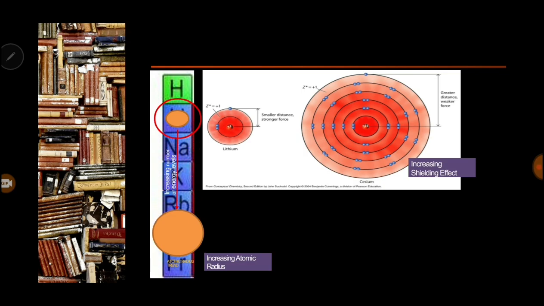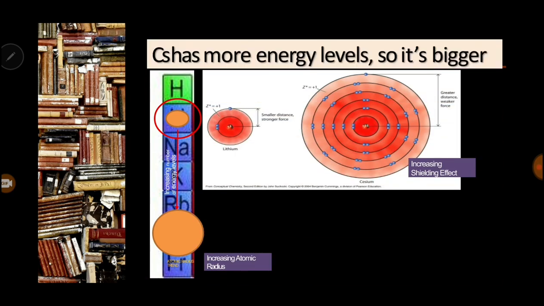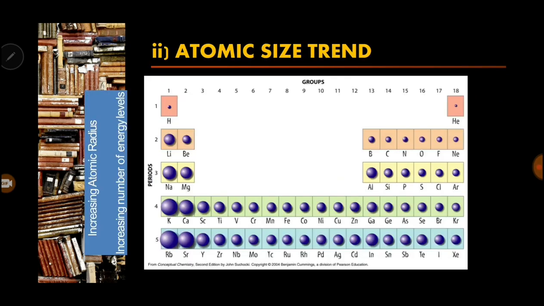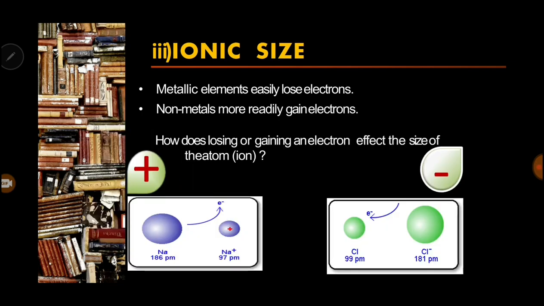So you can see the shielding effect increasing down the group. Going down the group, the radius increases based on the energy level and the shielding effect that I stated before. Cesium has more energy levels, so it becomes bigger. So for the atomic size trend, going down the group it will increase the number of energy levels, thus increasing the atomic radii. Across the period it will decrease the atomic radius.